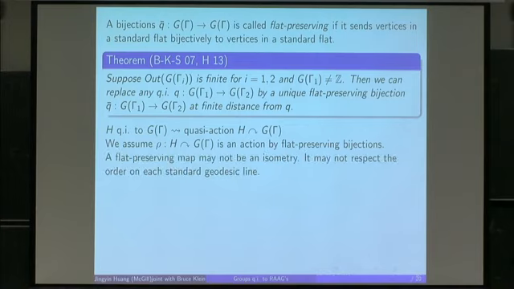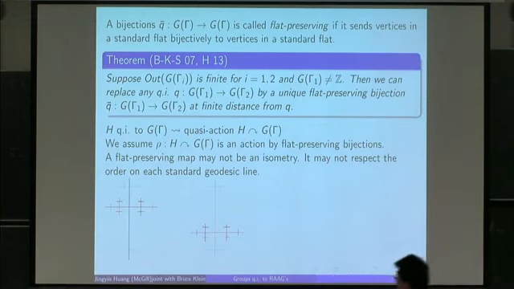So let me go back to one of the points I emphasized before. In general, the flat preserving map may not be an isometry or may not be Hausdorff close to an isometry. This suggests the RAAG is much more flexible than symmetric spaces of non-compact type or mapping class groups. So you should not hope for those stronger formulations of rigidity. The main reason is that it may not respect the order on each standard geodesic line.